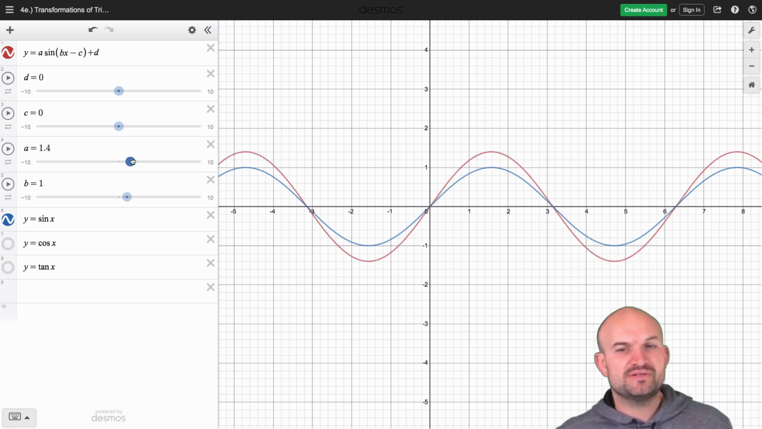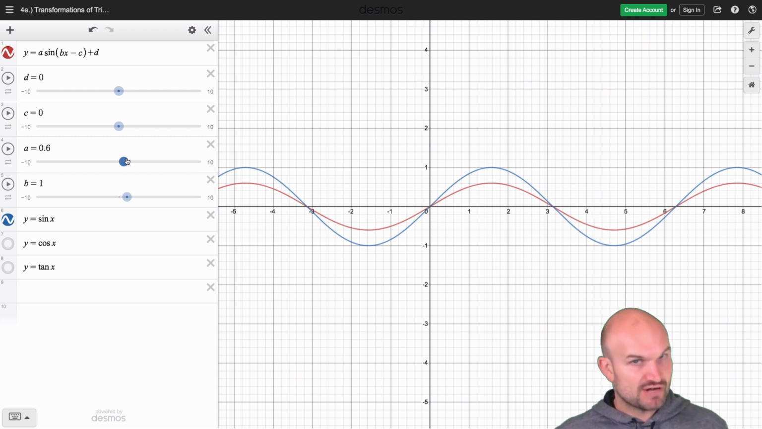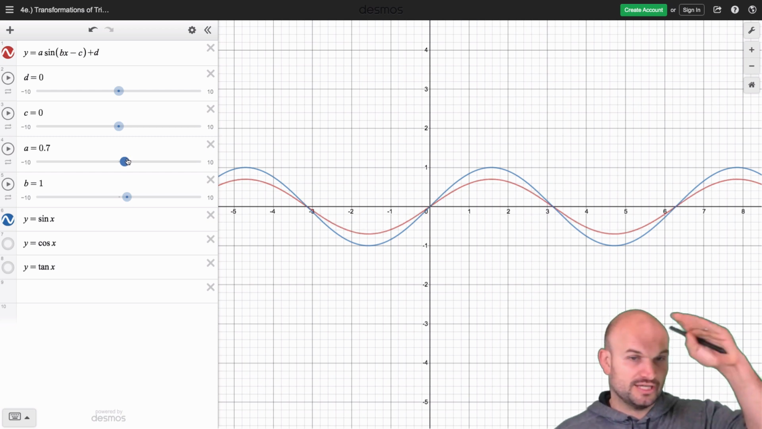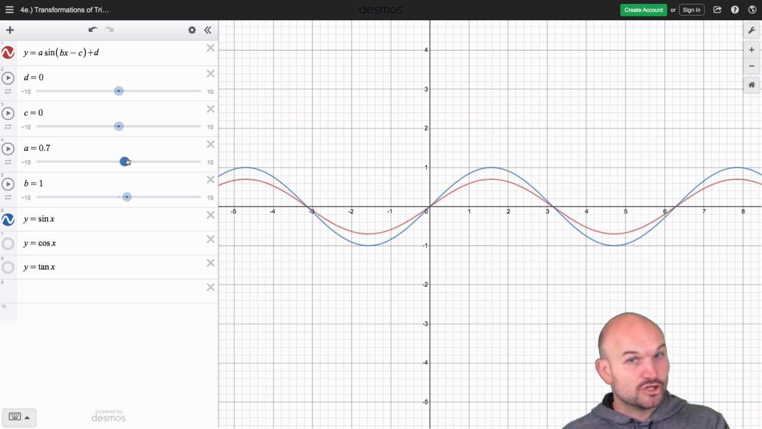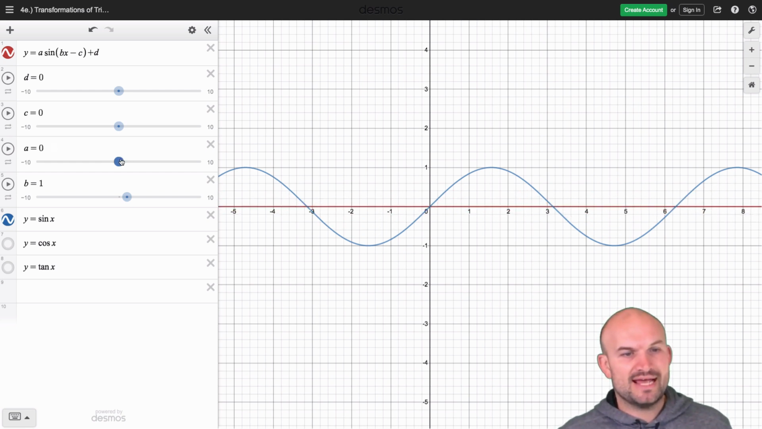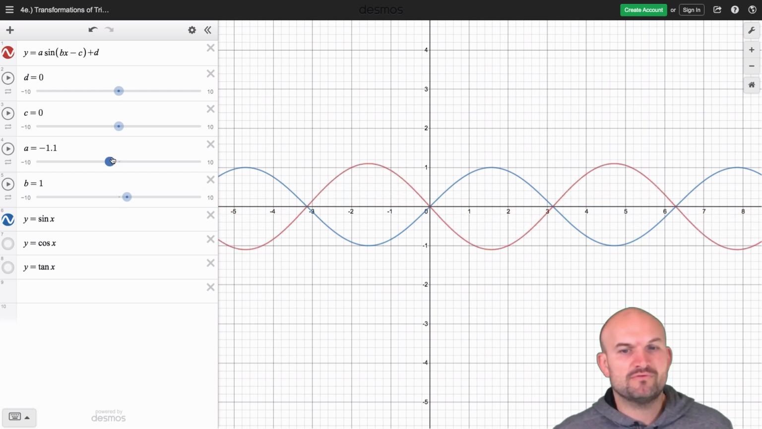And then obviously when we get between 0 and 1, you can see how that's vertically compressing the graph. But again, that vertical compression is not changing the zeros. And then obviously we get to 0, where A cannot be 0 because then we just have a line. But as we get to negative, you can see now it performs kind of the same way.